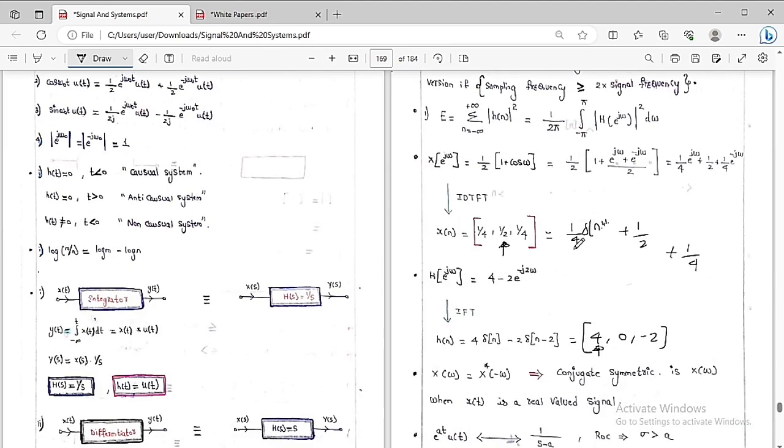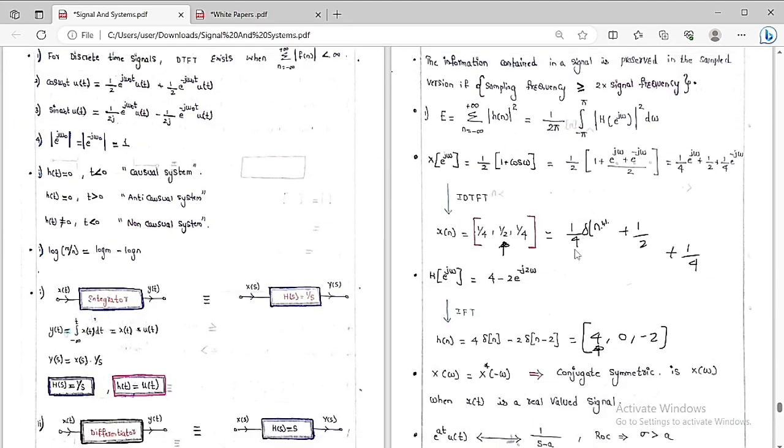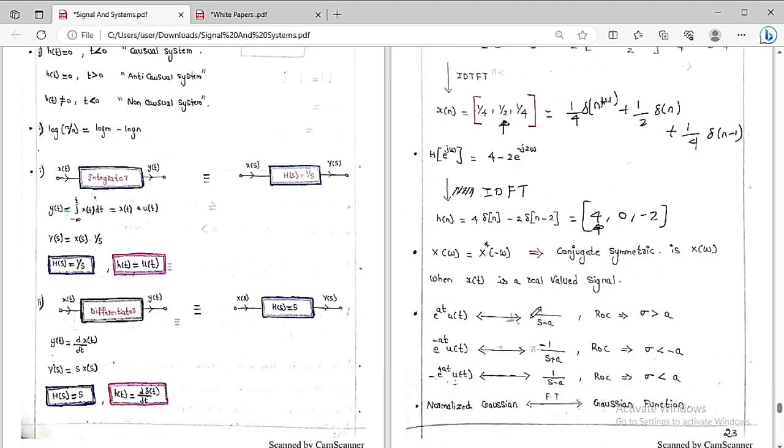Now this will become n plus 1, then delta of n, then delta of n minus 1. We can write it in any fashion. I want you to remember only one thing: this is an inverse discrete time Fourier transform, not an IFT. These things you always have to keep in mind. Now the next thing is X of omega is equal to X conjugate of minus omega.